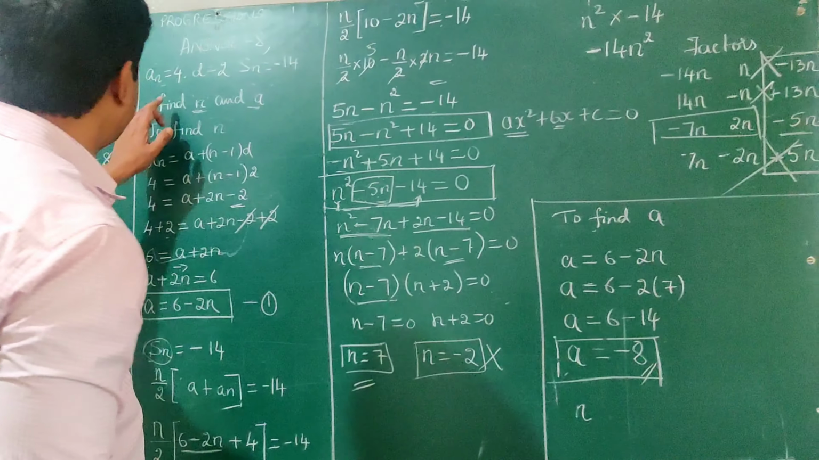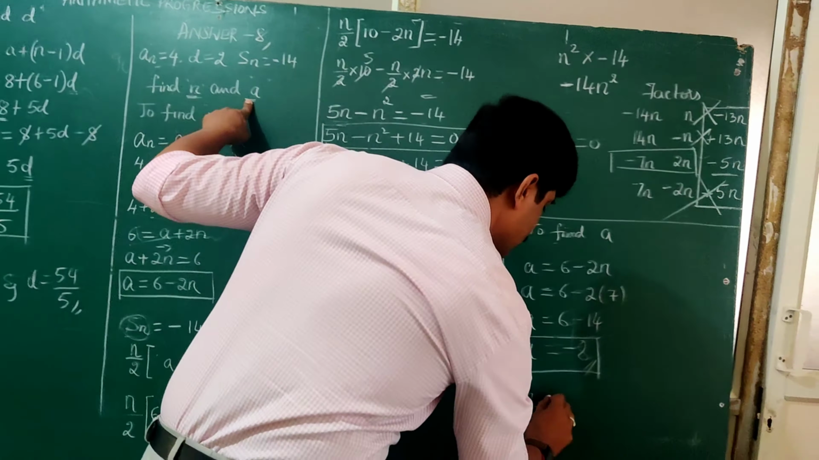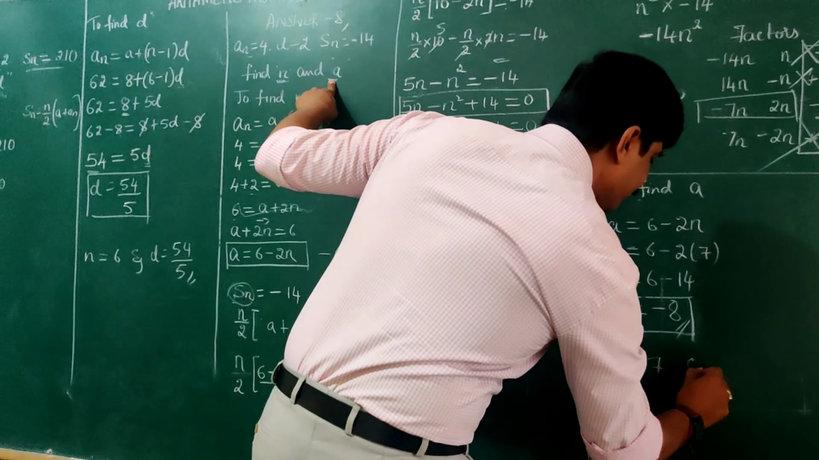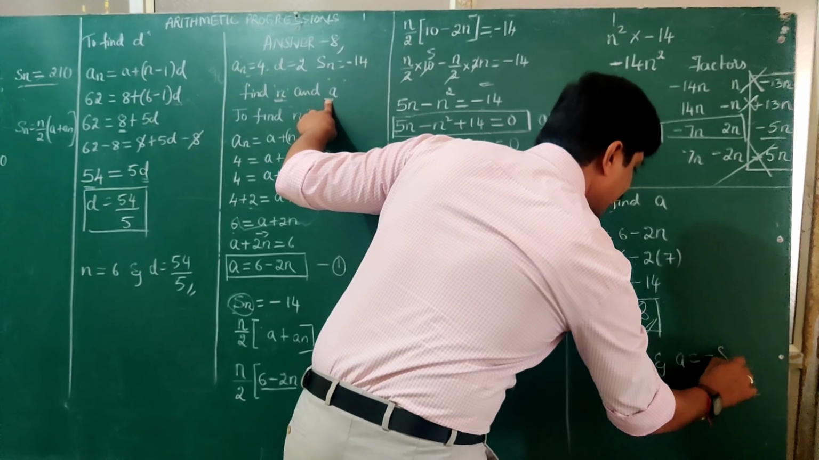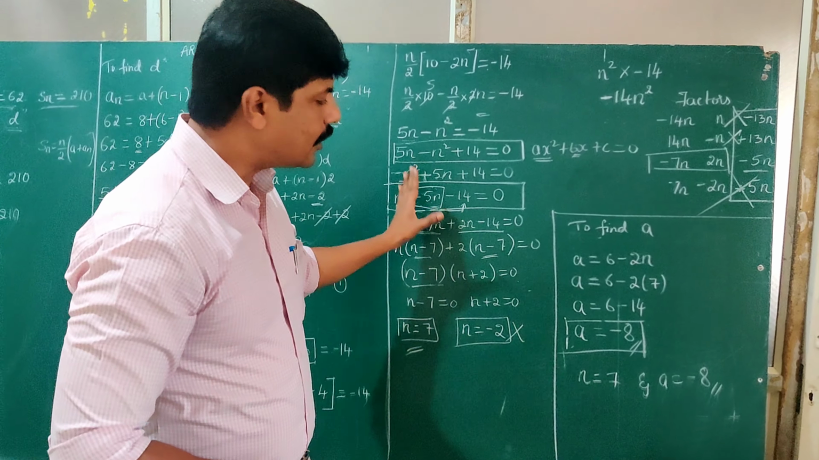What is asked is to find the value of n and a. So we have got n is equal to 7 and a is equal to minus 8. Did you understand, children? This particular quadratic equation is solved by splitting the middle term. So observe properly and find out the solution.